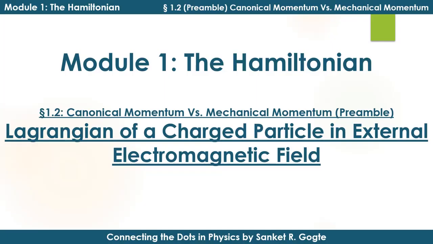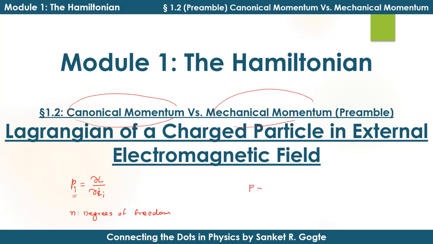In this section 1.2, I want to emphasize the difference between the canonical momentum and the mechanical momentum. Canonical momentum is obtained by this equation, ∂L/∂q̇, where q̇ is the generalized velocity. So for a system with n degrees of freedom, we will have n generalized coordinates, and therefore we will have n corresponding canonical momenta, where this i now runs from 1 to n.